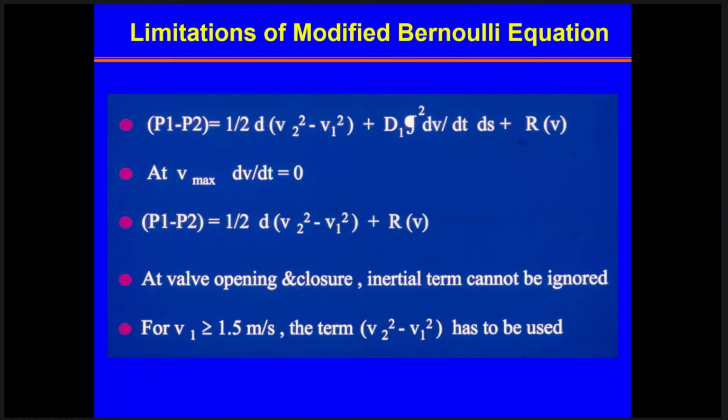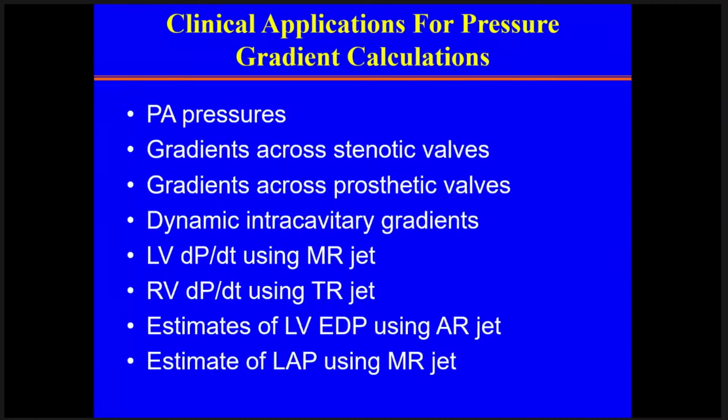Another important point to bring up when you look at the full equation is this V1. If it is at least 1.5 meters per second, it cannot be ignored, and it would result in overestimation of the pressure gradient if you ignore it. And so it is important when you apply the modified Bernoulli equation to look at this term and see if it is reasonable to ignore it or not. Usually this becomes an issue when you're looking at sequential stenosis.